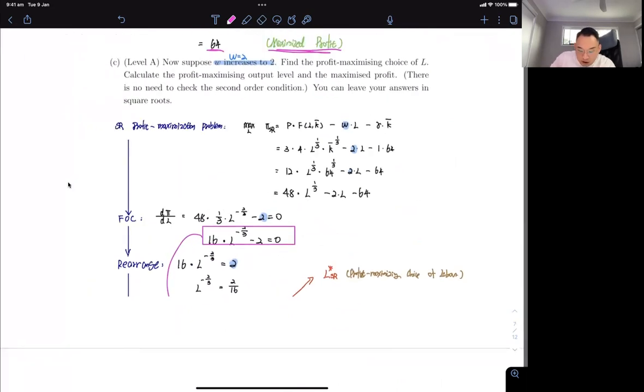Question C. Now suppose the wage W equals 2. Okay, we need to do exactly the same thing again. The only difference here is that it used to be W equals 1, and now W equals 2.